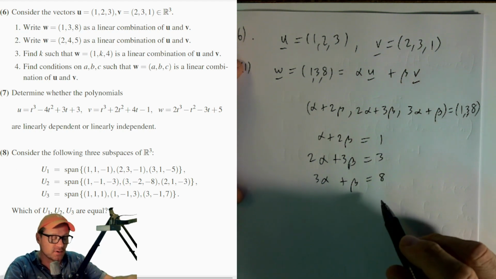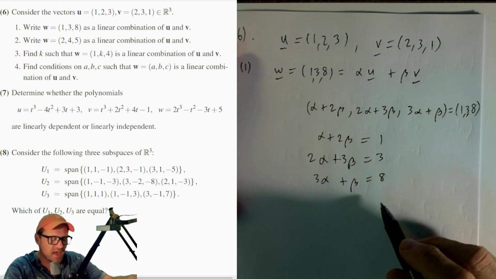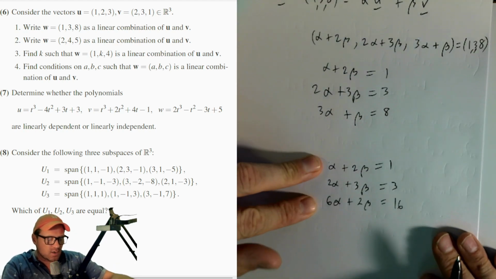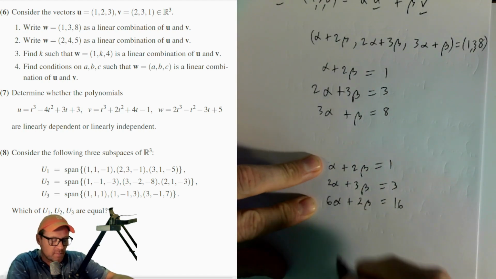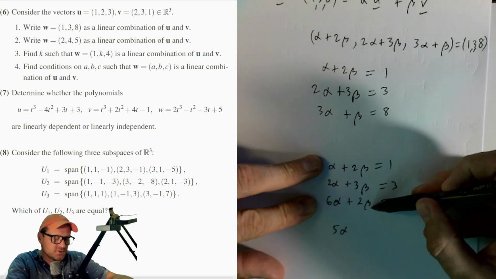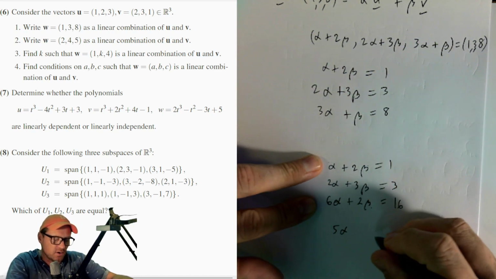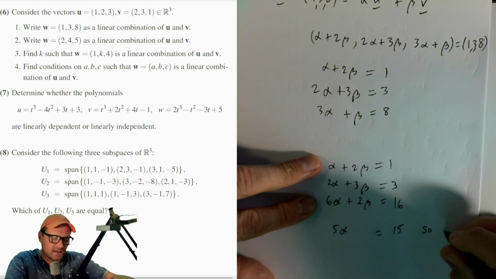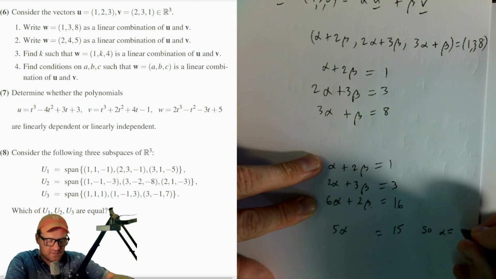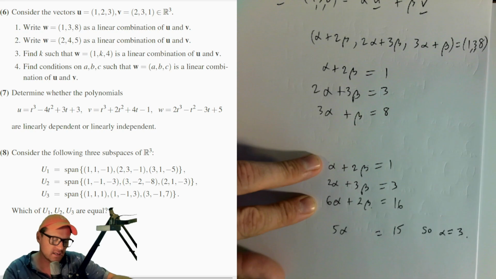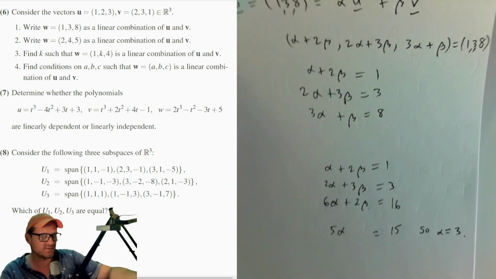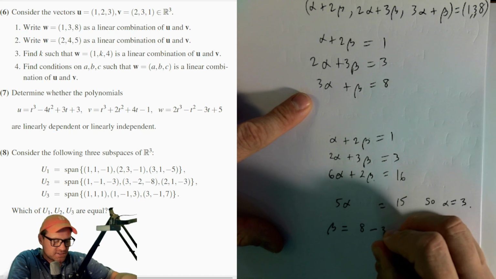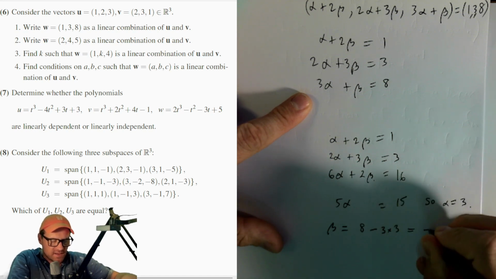Okay, let's take our third equation and multiply that by 2, like so. And now let's subtract these equations. So 6 alpha minus alpha is 5 alpha. 2 beta minus 2 beta is 0. 16 minus 1 is 15. And so we see that alpha has to be equal to 15 over 5, which is 3. And so if alpha is 3, then beta is 8 minus 3 times 3, and so that's minus 1.